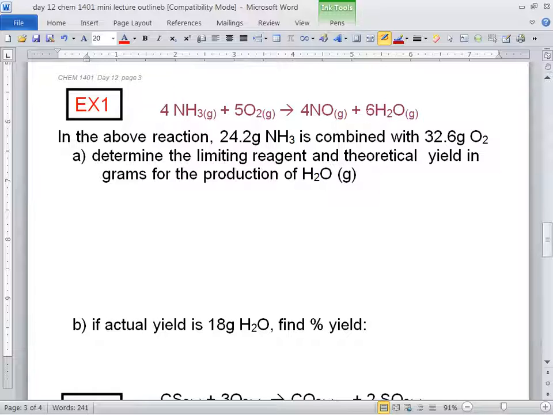So we have 24.2 grams of ammonia, or NH3. It reacts with 32.6 grams of oxygen. So first they want you to determine the limiting reagent and the theoretical yield for the production of water.